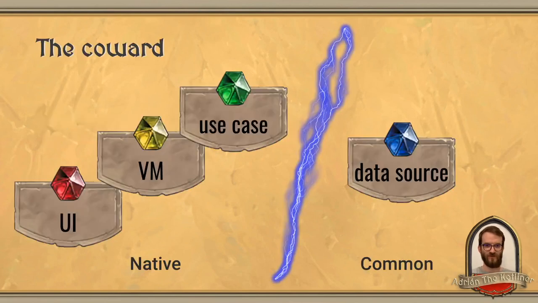So let's see the first example, and I'm sure it will be clear for everyone. The first approach, I call it the coward, is when you only implement your data source in the common code, and all the other parts of your application are implemented twice because you implement it native, and by native here it means that you implement it for both mobile platforms. And possibly this is the safest option, because very little code you will share with Kotlin Multiplatform, and I think it's not the best.